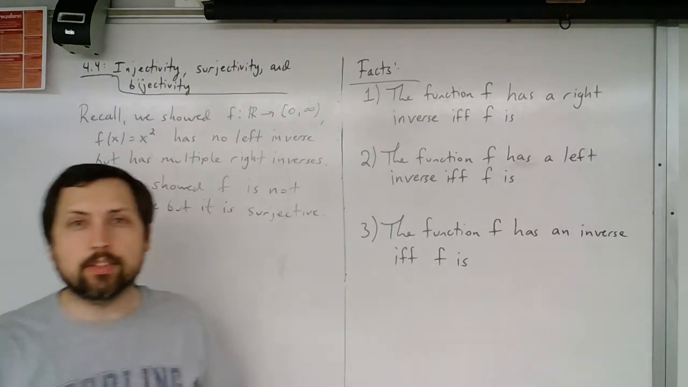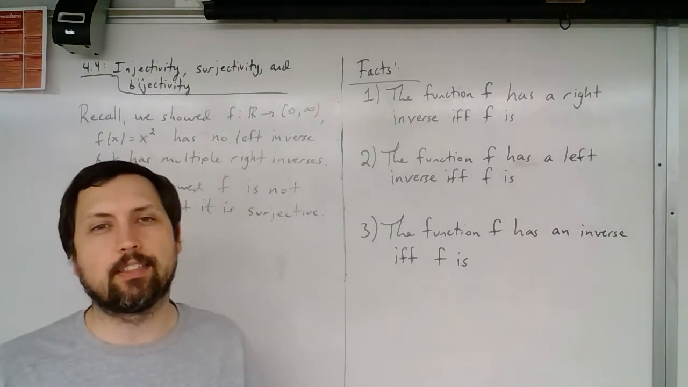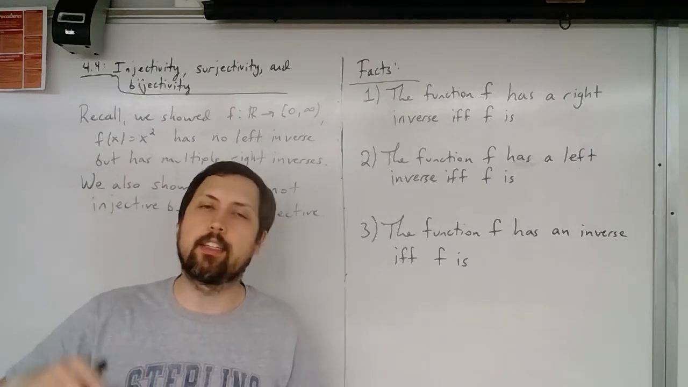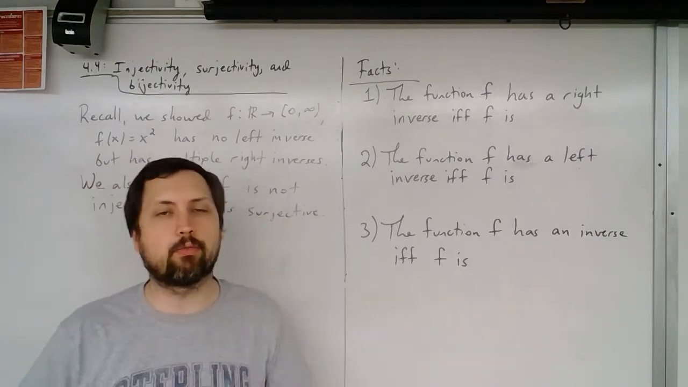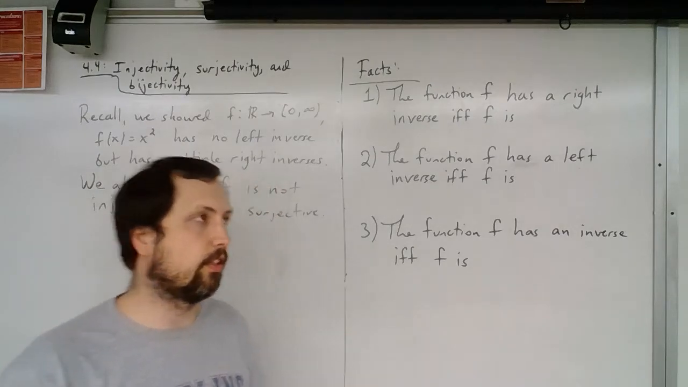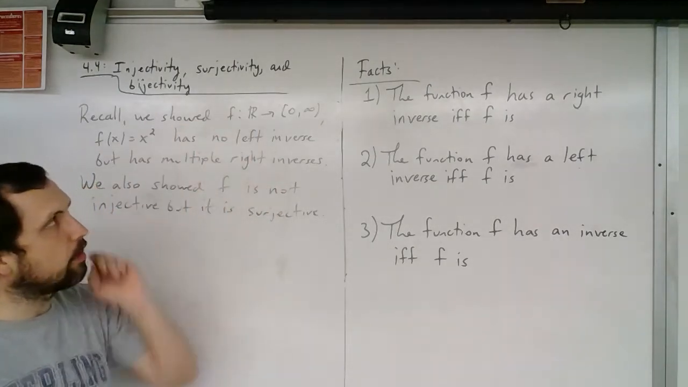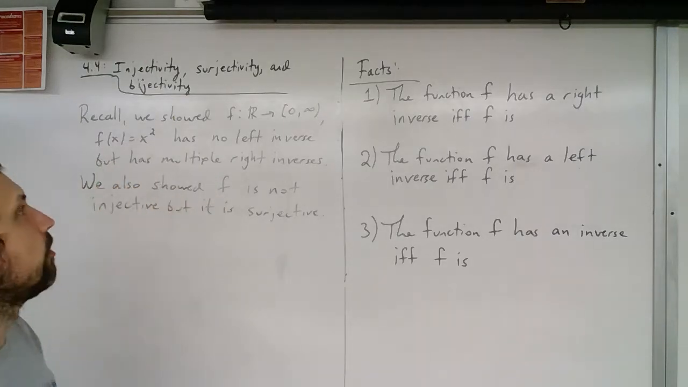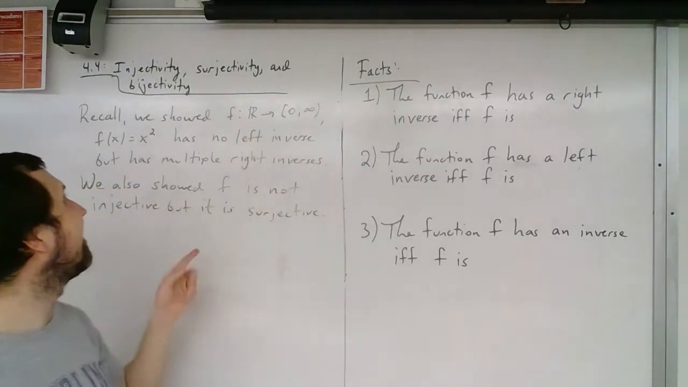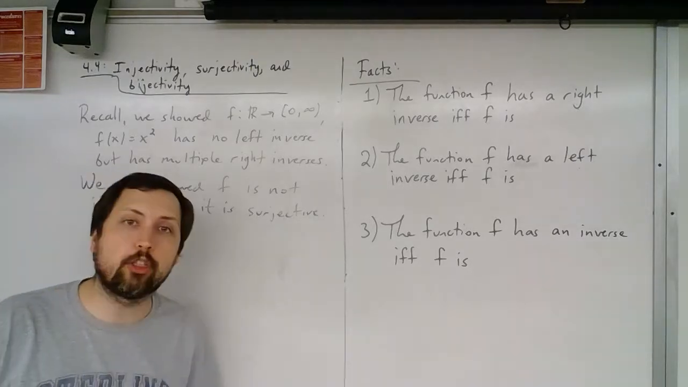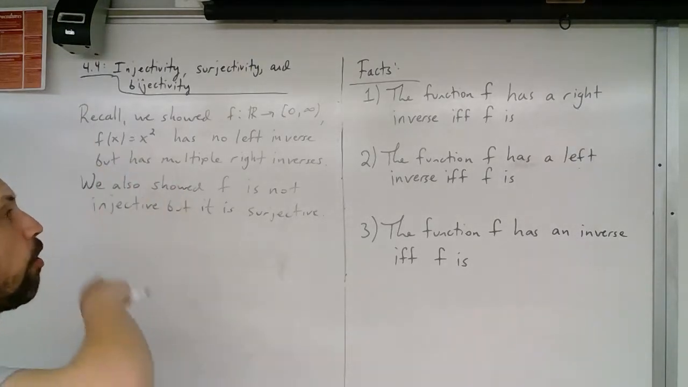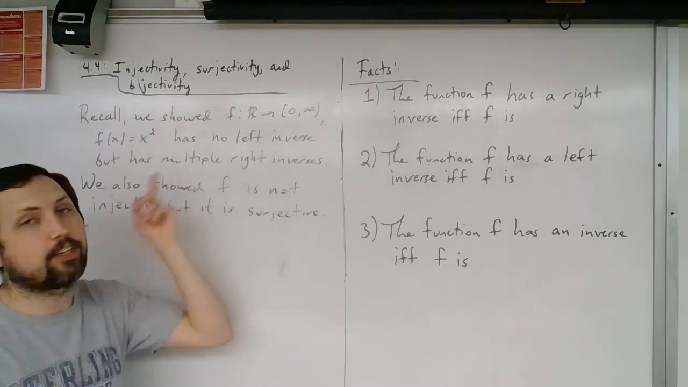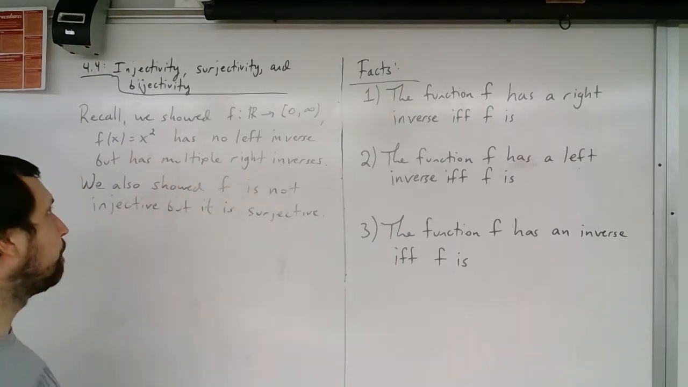Okay, so what I like to do is now connect some of the pieces that we've been learning so far about injective, surjective, bijective, and left inverse, right inverse, and inverses. There was an example that we've looked at in both section 4.3 and 4.4. This function that maps the reals into the non-negatives given by x squared, we showed that this has no left inverse, but it indeed has a right inverse. It actually had multiple right inverses.